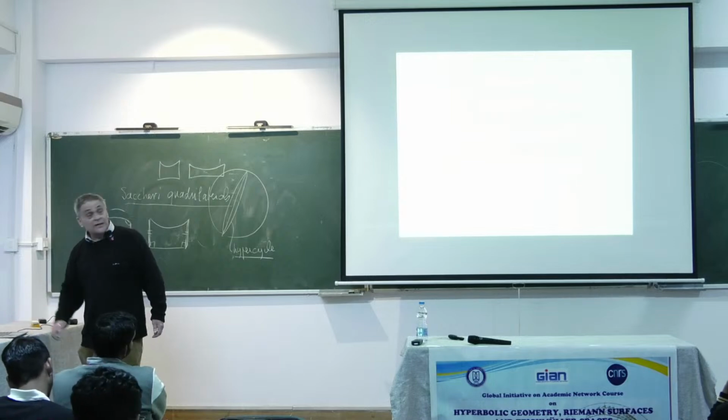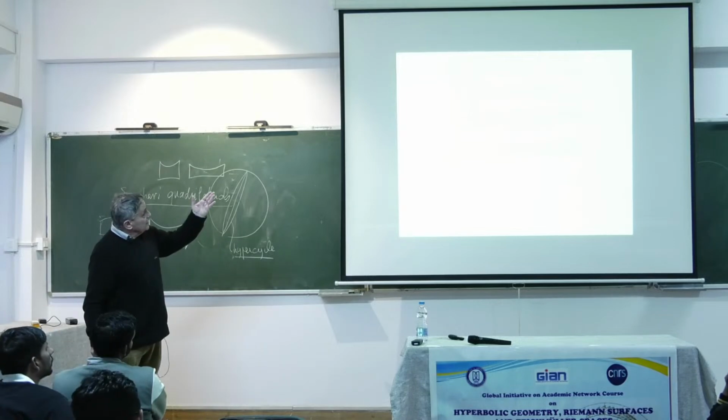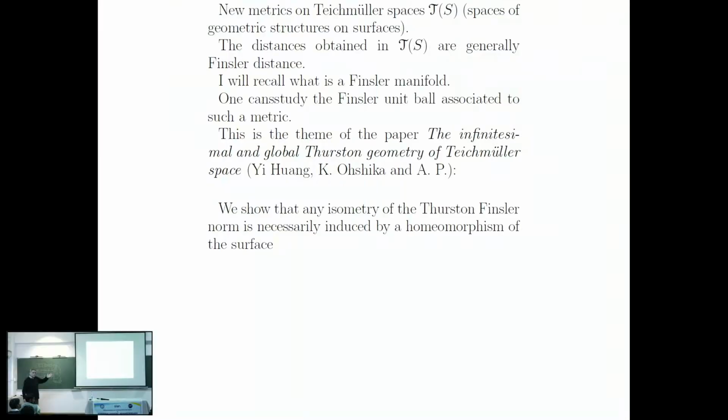So this leads to new metrics on Teichmüller spaces. One of them is the Thurston metric, which we shall study, which we are studying. And I will explain how these metrics are generally Finsler metrics. They are not Riemannian. And I will recall what is a Finsler metric.